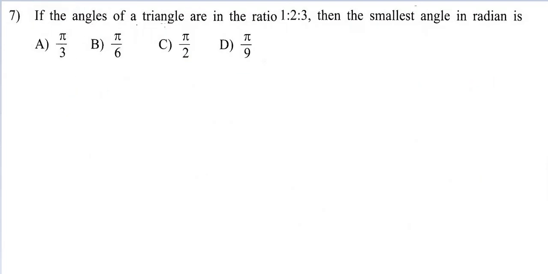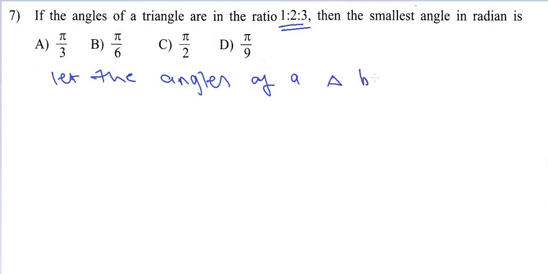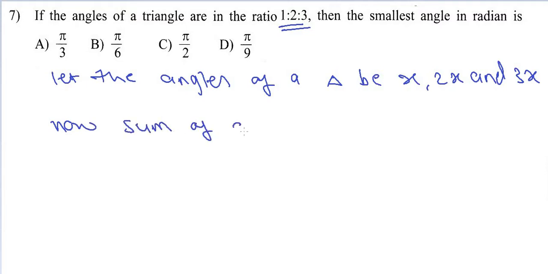MCQ number 7. Angles of triangle are in the ratio 1:2:3. So let us consider that the angles be x, 2x and 3x. Let the angles of a triangle be x, 2x and 3x. So the ratio we get is 1:2:3. Now sum of angles in a triangle is equal to 180 degree.